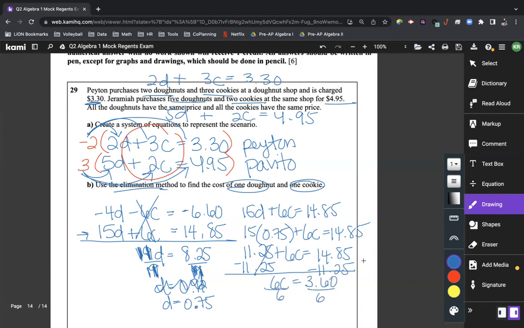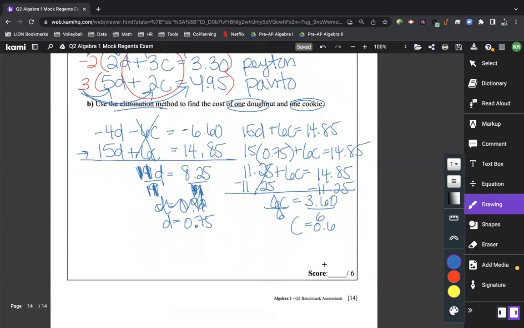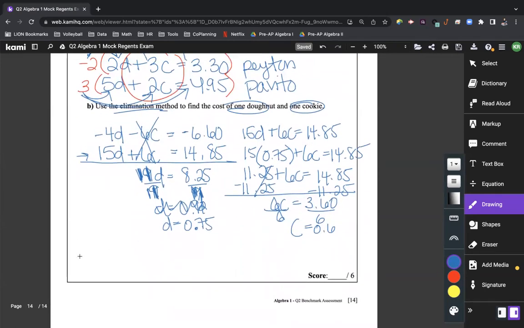Divide by 6 on both sides. Now just make sure you feel good about that, right? 5 minus 5 is 0, 8 minus 2 is 6, 14 minus 11 is 3, boom. C is equal to 3.60 divided by 6. That's going to be 0.6. So now, it says, using the elimination process, find the cost of one donut and one cookie. So you have to write one donut is 75 cents and one cookie is 60 cents. Boom, 6 out of 6 points.